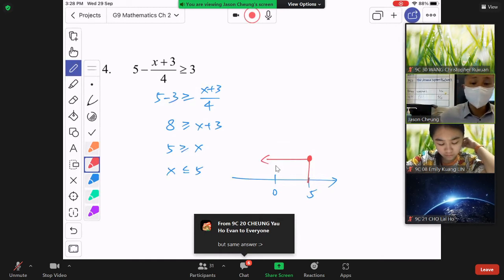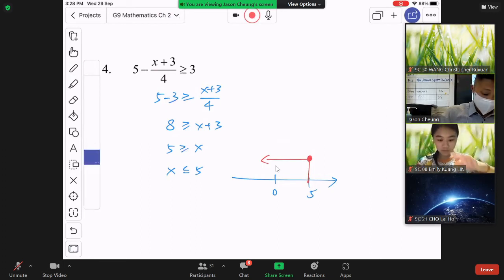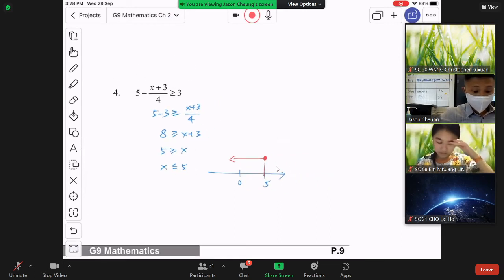Oh, I used a different method, but the same answer. It doesn't matter. As long as you have the same answer, it is okay. But be careful about your method. All right. Okay, next one.